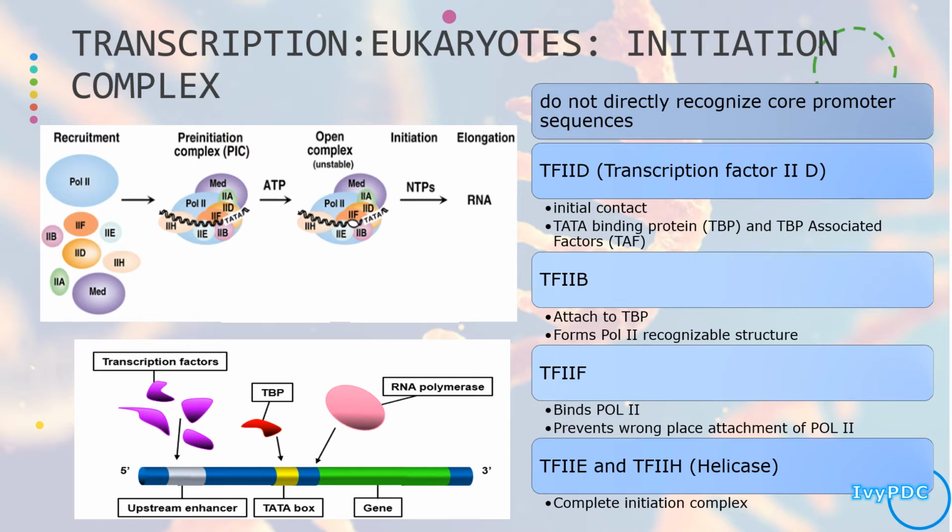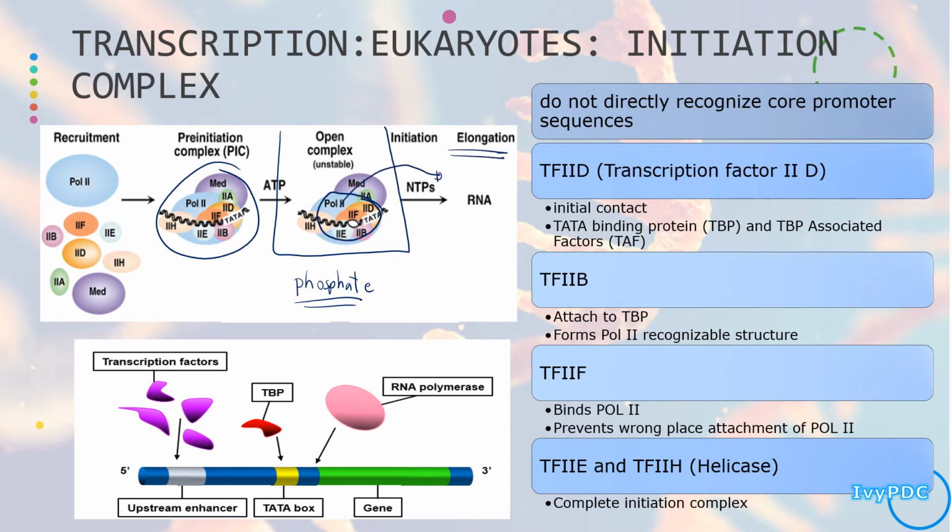After 2F, we have two more factors, the 2E and the 2H. And once these factors have attached, we now have the helicase, which is in charge of breaking the DNA into two parts. And with these two factors attached to the assembly, we can now say that this is the complete initiation complex. This initiation complex should be activated by the addition of phosphate. Now, once it has been activated, the RNA polymerase can leave the complex and start the transcription process.